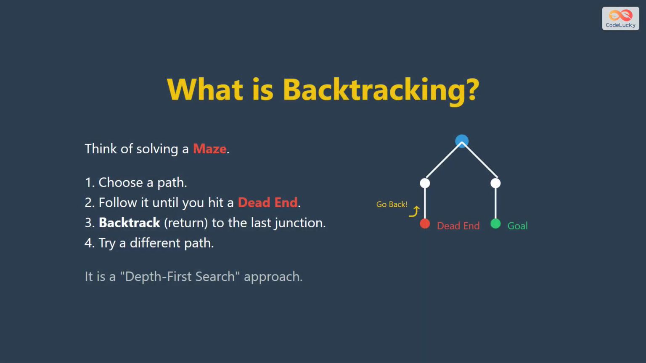What is backtracking? Imagine you are solving a maze. You choose a path and walk until you hit a dead end. What do you do? You do not give up. You retrace your steps back to the last intersection and try a different path. This process of exploring, hitting a dead end, and returning is called backtracking.